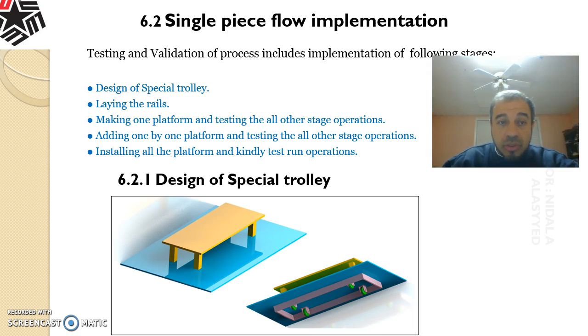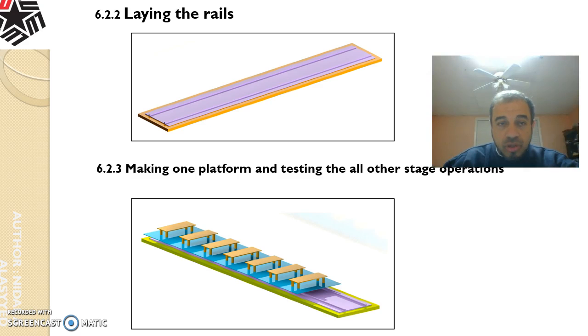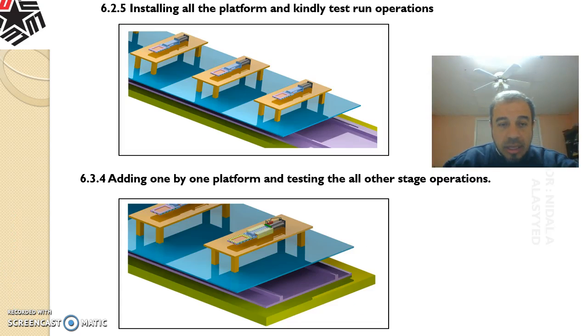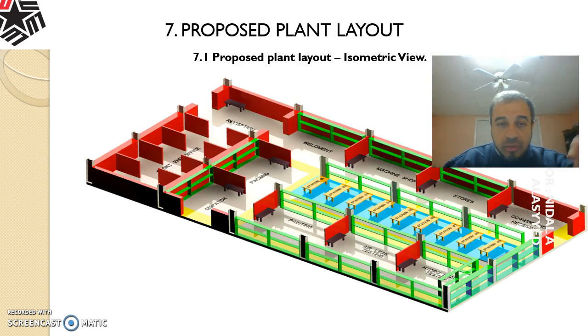The design also includes testing and validation of the process, including implementation of different flow stages, which are designs of the special trolley, laying the rails, and making one platform and testing all the stages of operations, adding one platform at a time. That will all have some impact on time, which is the unit time, called the takt time in lean manufacturing terminology, to reflect the lead time. And then we lay the rails and lay the KGVs on the rail in the process to manufacture.